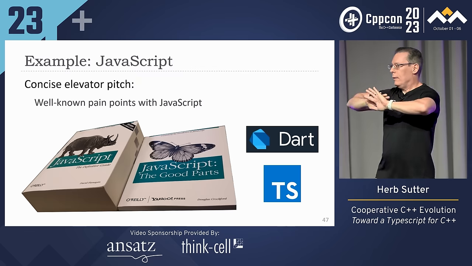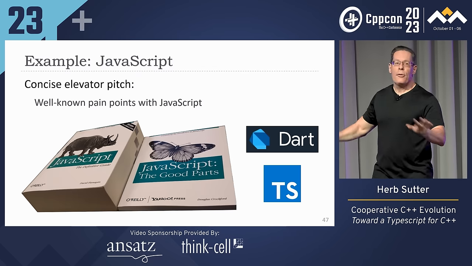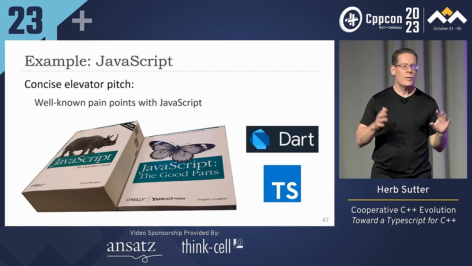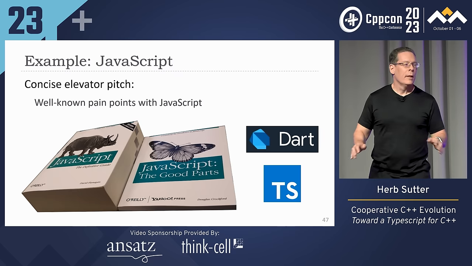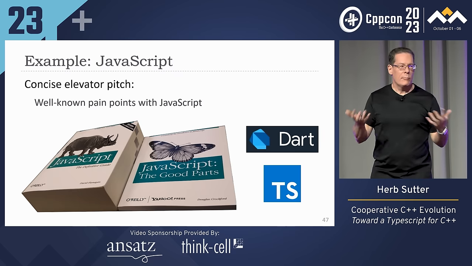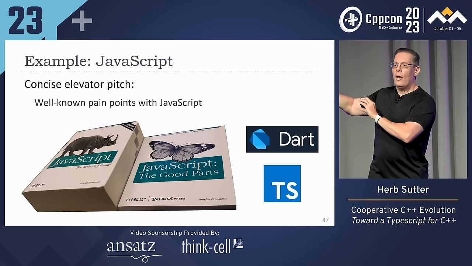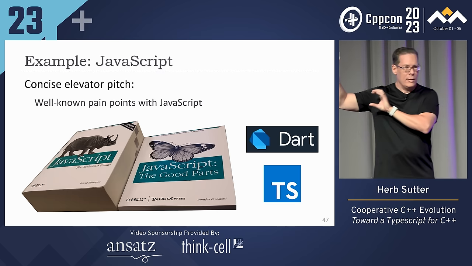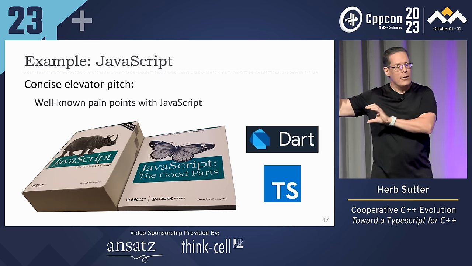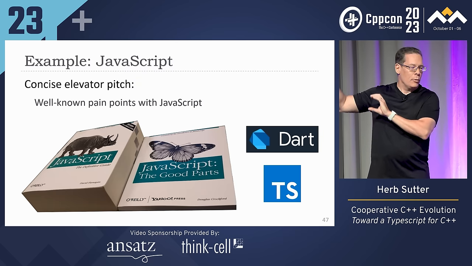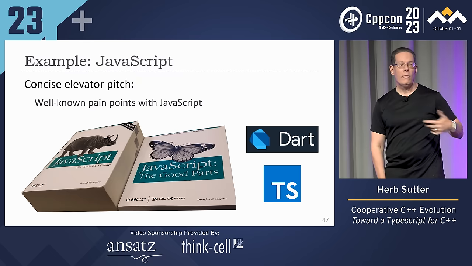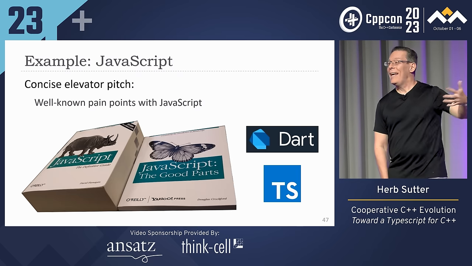Now, let me clear the air here. There were other differences. There were political issues or social issues. I don't know about them, I don't care about them. Those are distractions, and some of them may have been important, but I'm going to focus on the most fundamental technical design, which means technical strategy difference between Dart and TypeScript, which I think is relevant to inform all of us as we evolve C++ and anything.